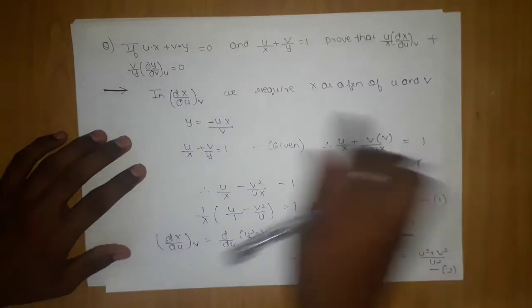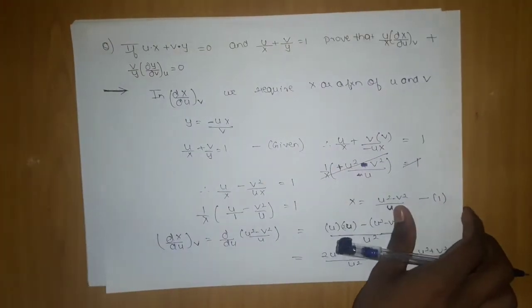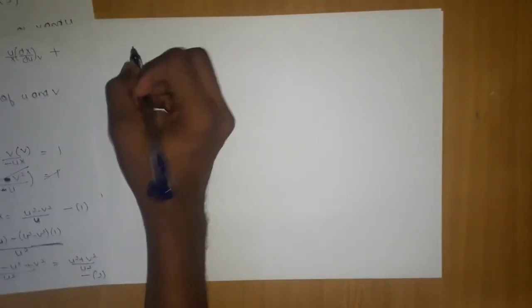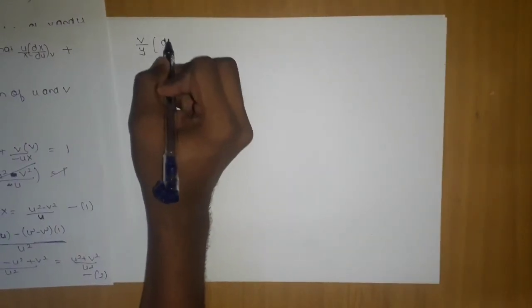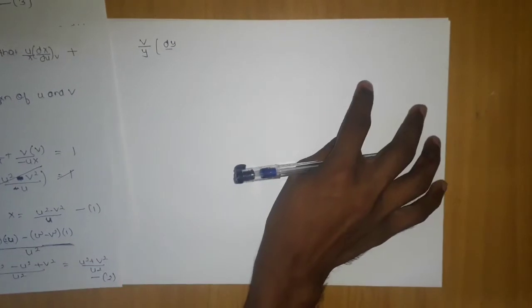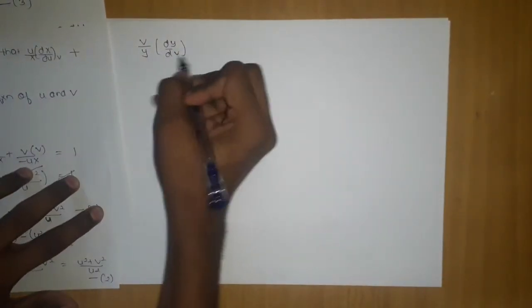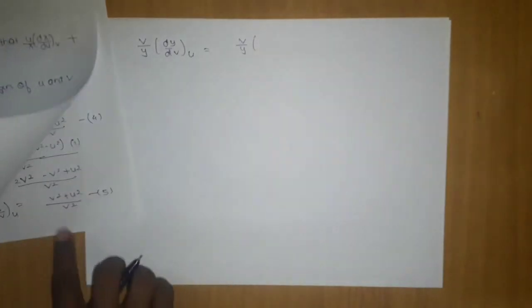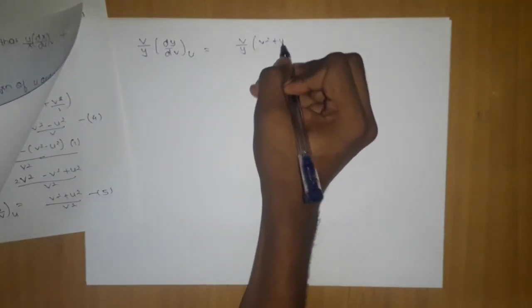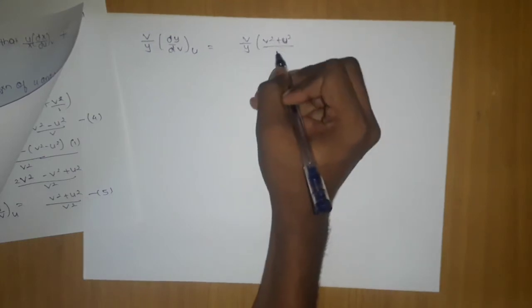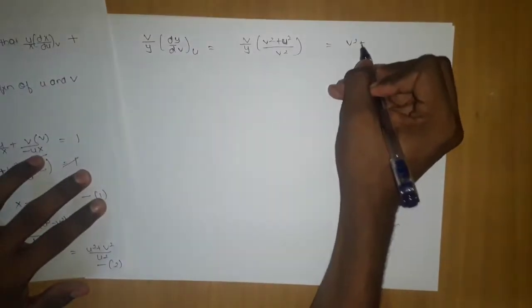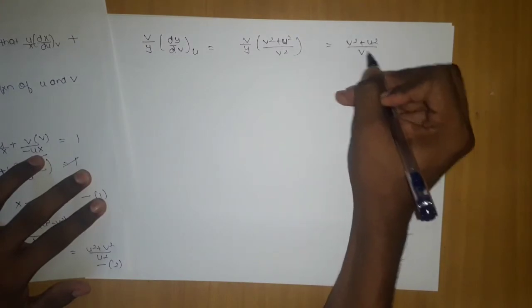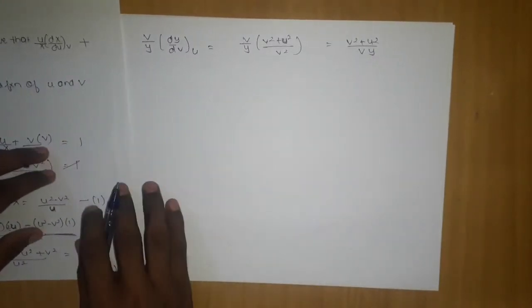Now what we require in this is v by y into dy by dv, keeping u constant. So I'm going to multiply it with v by y into dy by dv, which is nothing but v by y into v square plus u square, the whole by v square. v will cancel out. I'm going to get v square plus u square, the whole by vy.